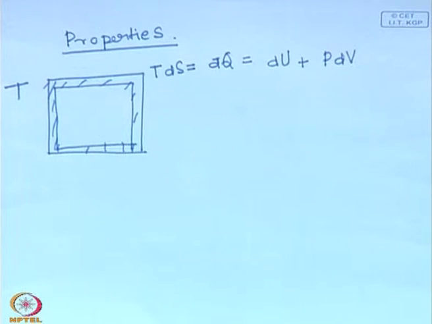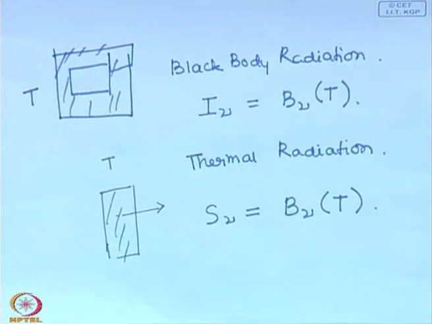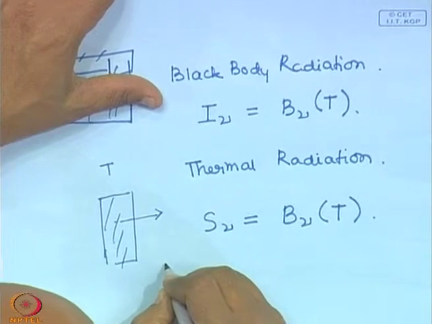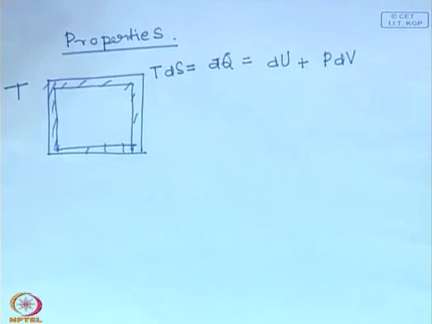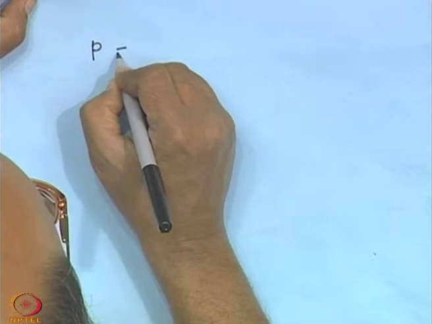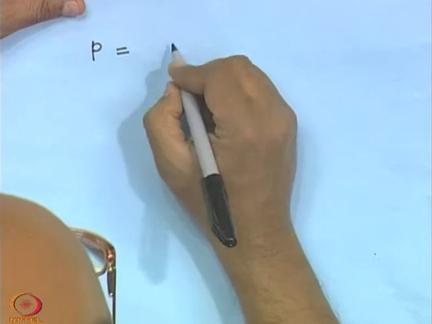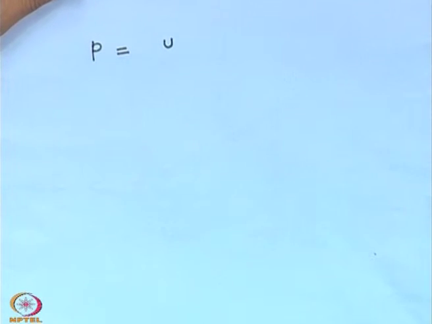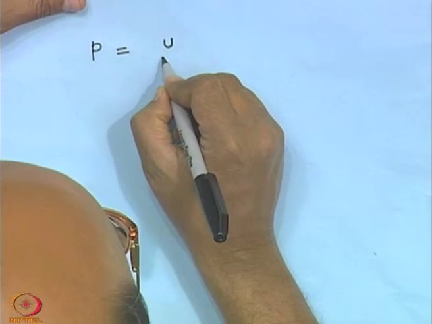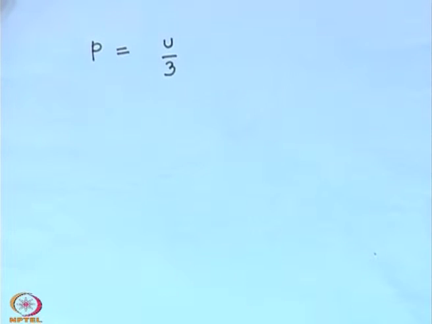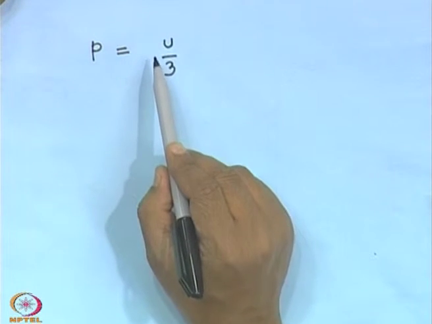Now, for black body radiation, we have seen what properties of the black body radiation we already know. There is one property which I should have mentioned, but I did not: the fact that this radiation is isotropic. For any radiation we saw that the pressure is equal to the energy density of the radiation divided by 3. We have seen this in the first class lecture on radiation. The pressure of the radiation is the energy density divided by 3.